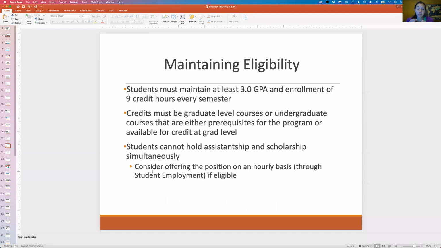In order to keep the Amigo, they have to have a 3.0 GPA and be enrolled in full-time credits. For grads, that's 9 credits every semester. We do have students who can get undergraduate coursework counting for the Amigo, as long as it meets certain requirements, basically prerequisites or coursework towards their degree. Again, they can't have an assistantship and the Amigo scholarship simultaneously. But if you do want to employ them, you can consider employing them on an hourly basis.